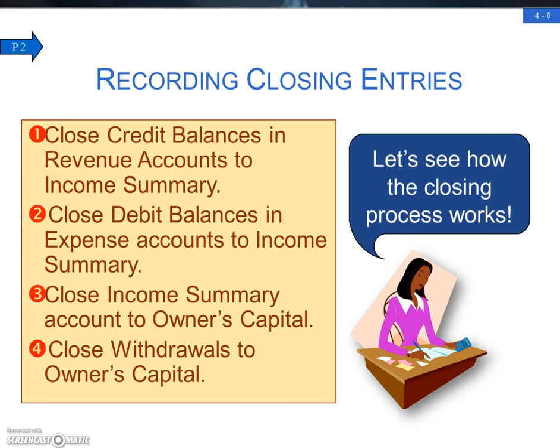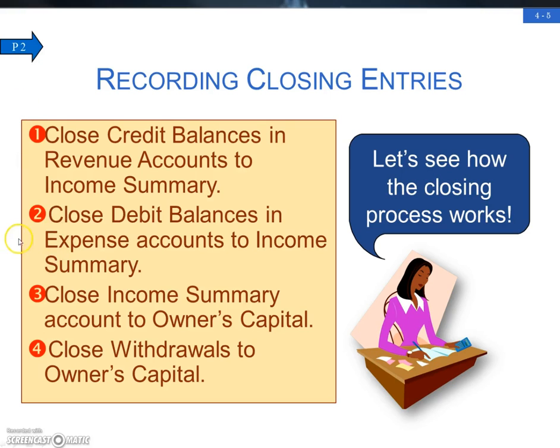from the year before. So the steps for recording closing entries are: first, close the credit balances in the revenue accounts, and we're going to close them out to income summary. What I mean by that is we're going to debit the revenue accounts for whatever amount is in them, whatever the balance is. If there's a $10,000 credit balance in there, we're going to debit the revenue account for $10,000 so that we have a zero balance in our revenue account. And we're going to credit the income summary. So effectively, we're moving the balance from the revenue accounts into the income summary account. And I'll show you an example in just a bit.